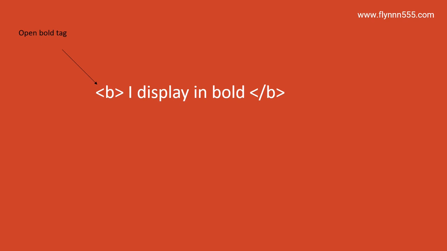Here we're going to use the bold tag. Again, we put the B inside the opening and closing angle brackets. We then type in the text that we want to have in a much heavier font, i.e. bold. And now we're going to close out those brackets.